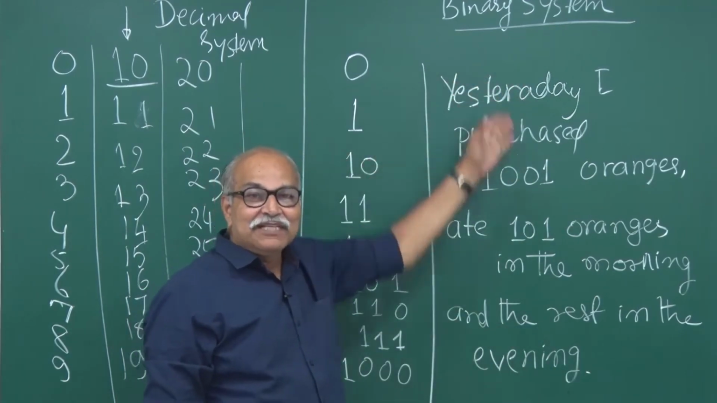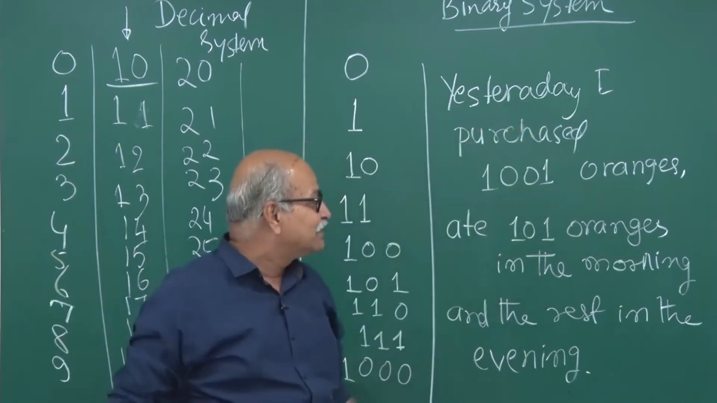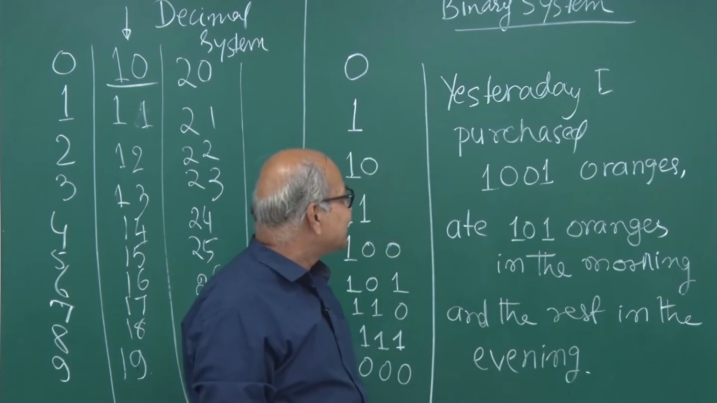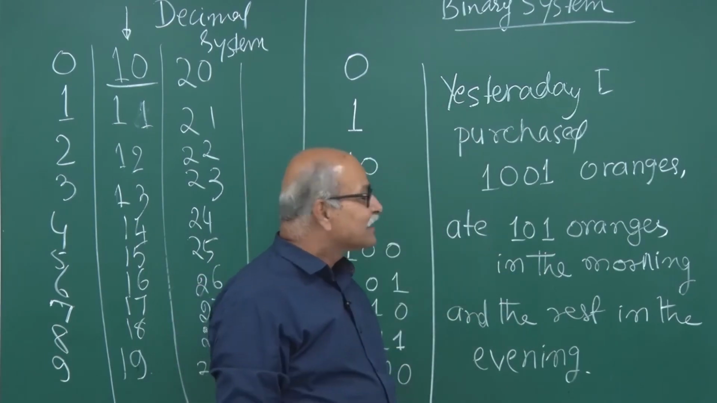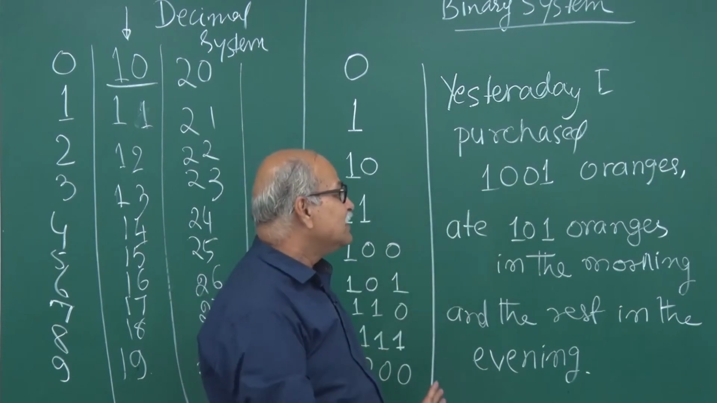Okay. So, if it is decimal system, I must be some kind of a Superman or a divine person like that. I can do whatever I like. But if it is binary system, it is very natural for us.